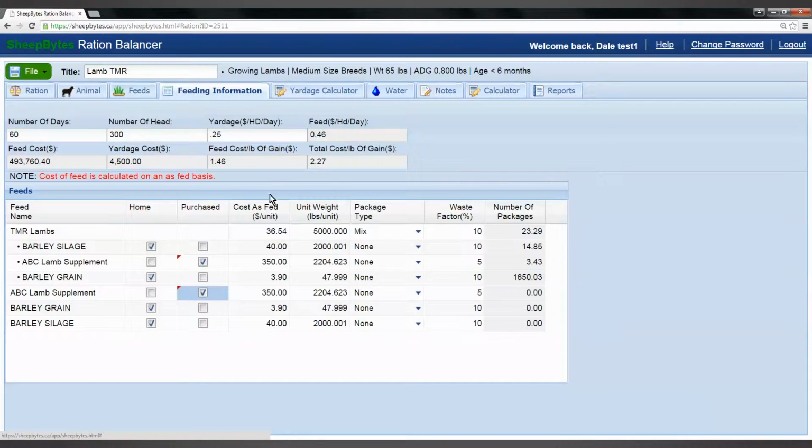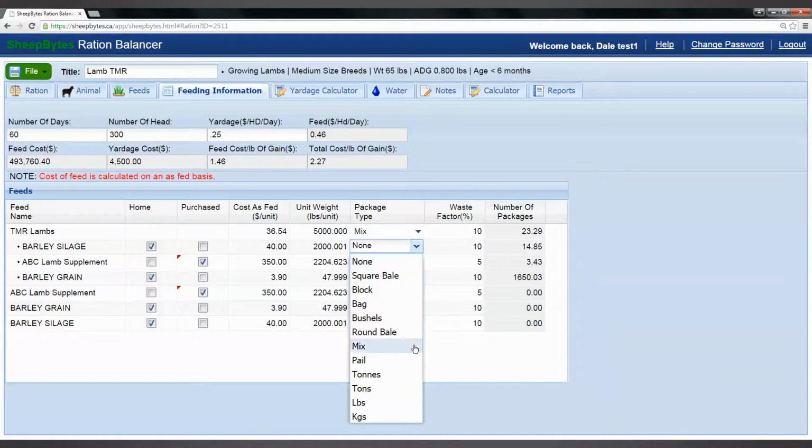Here's our cost per unit. So we have to check this. Is barley silage $40 a ton, as we've got in here? The supplement at $3.50, barley grain at $3.90 per bushel. We can change the unit weights here. We can describe the package types in this particular location. So barley silage is 2,000 pounds. That package then, in the drop-down here, is a ton.